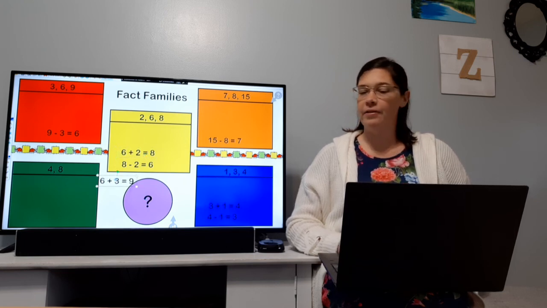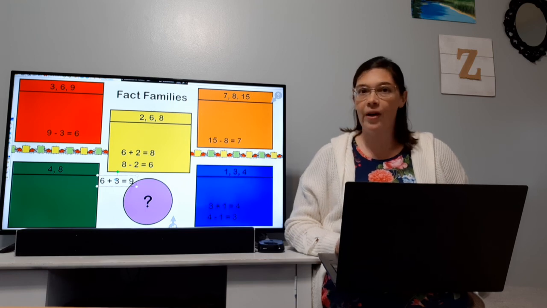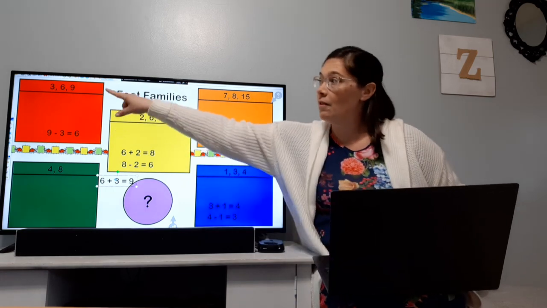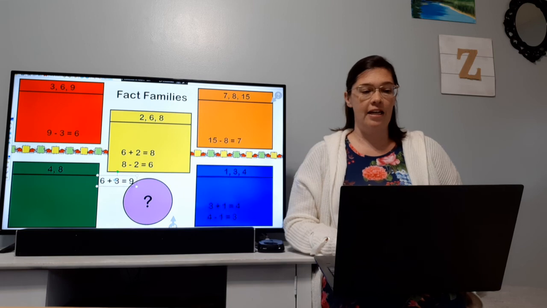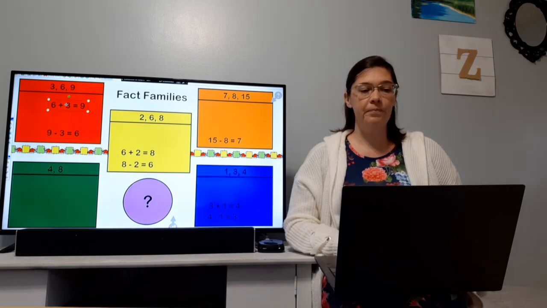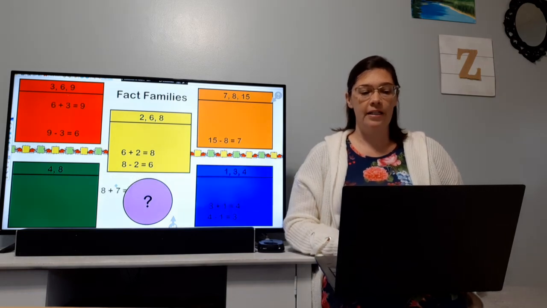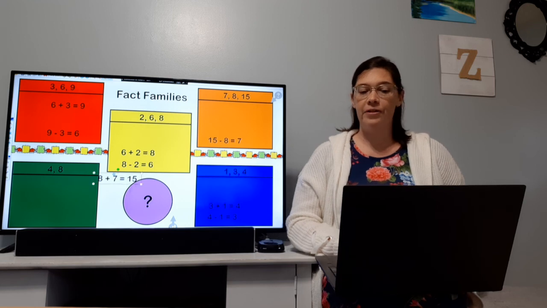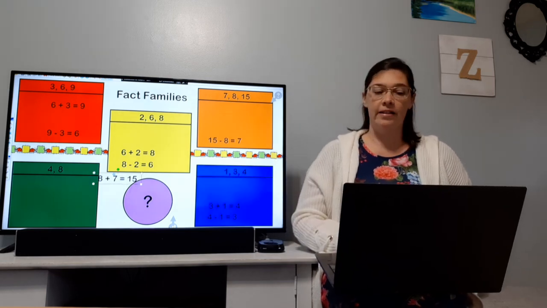6 plus 3 equals 9. What color do you think that would go in? That would go in the red family with the 3, the 6, and the 9. So I'm going to put that up here. All right. 8 plus 7 equals 15. Orange box. Let's keep on going.